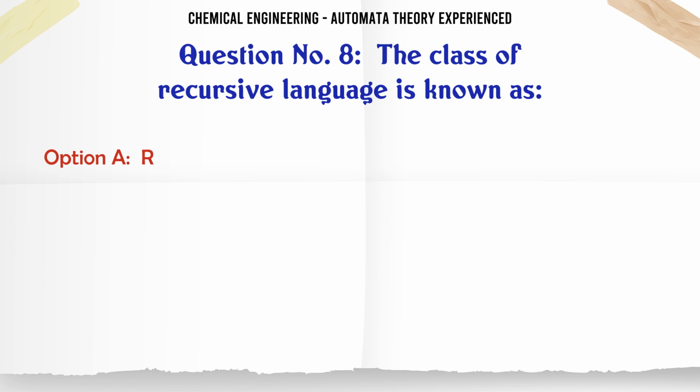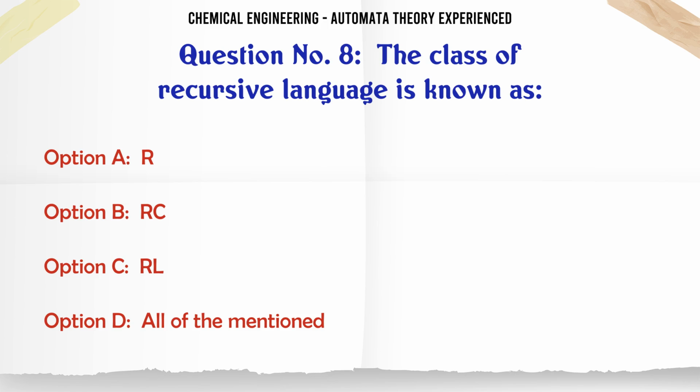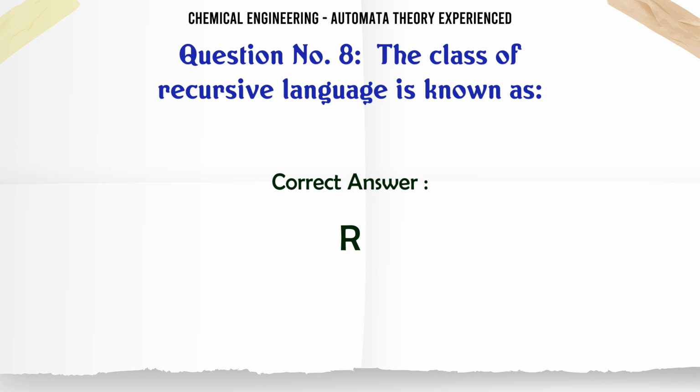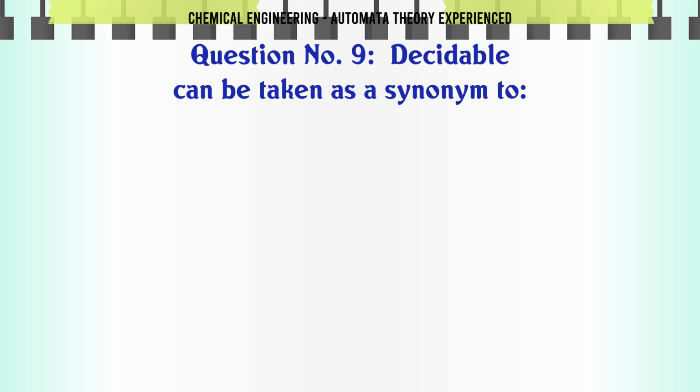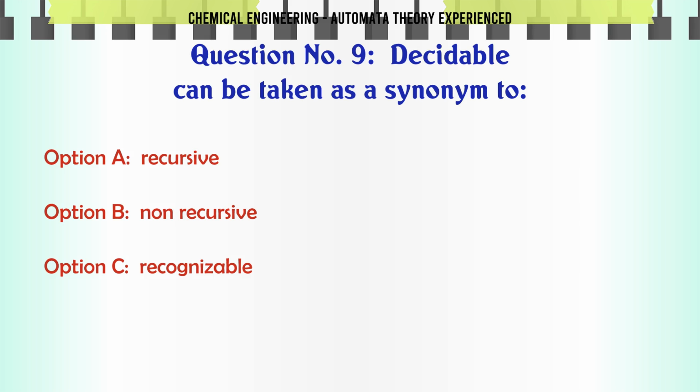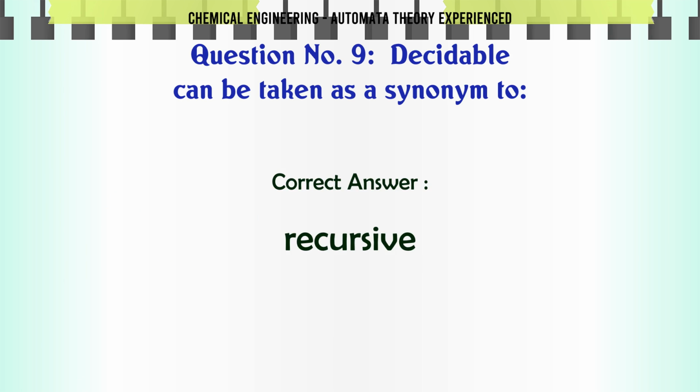The class of recursive languages is known as a) R, b) RC, c) RL, d) All of the mentioned. The correct answer is R. Decidable can be taken as a synonym to a) Recursive, b) Non-recursive, c) Recognizable, d) None of the mentioned. The correct answer is recursive.